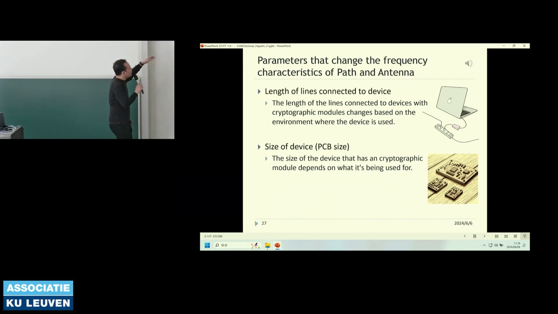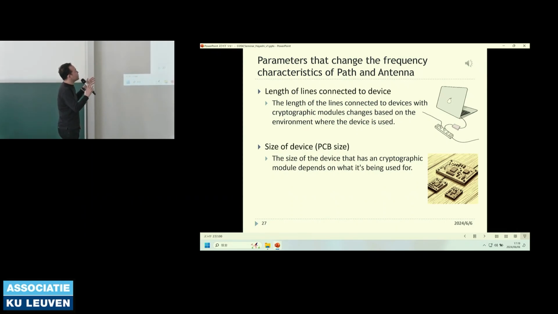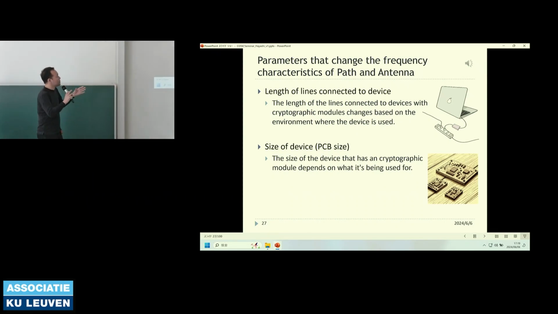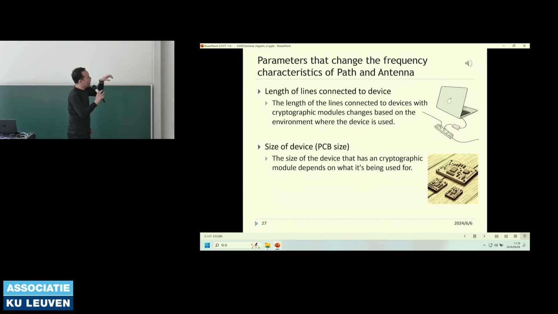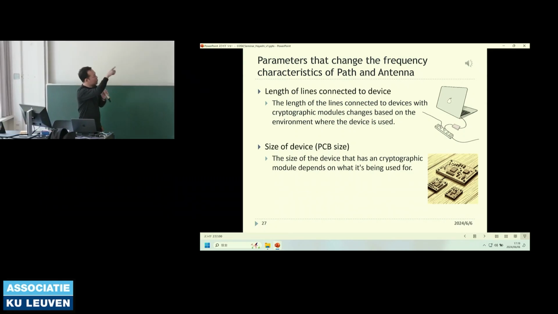The second factor is the size of the device. There are many sizes. If the size is changed, the cryptographic core or IC is the same, but the size is changed, what kind of effect appears in the EM leakage? These are the two factors of today. I focus on the two factors.